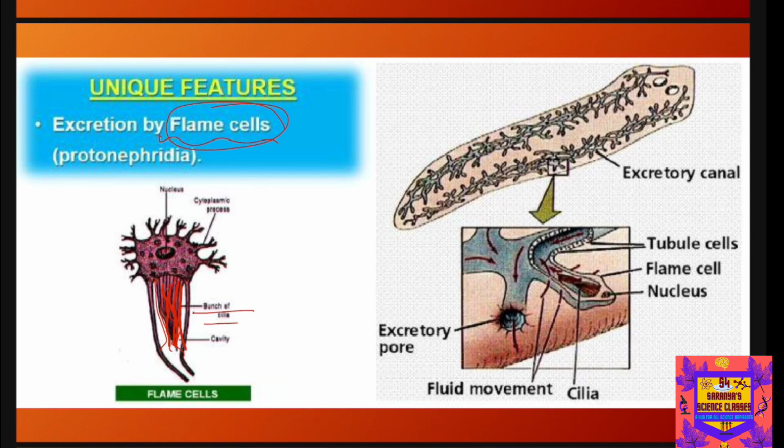So the excretion of platyhelminthes is through flame cells, and this is also called protonephridia, right? So these are the structure of flame cells, right? So entirely you can see that the small flame cells are there, through which the excretion is happening, right?